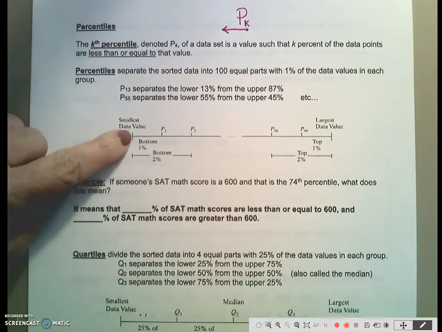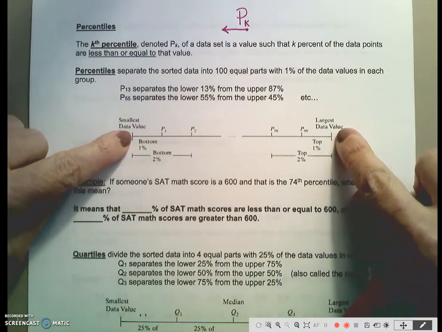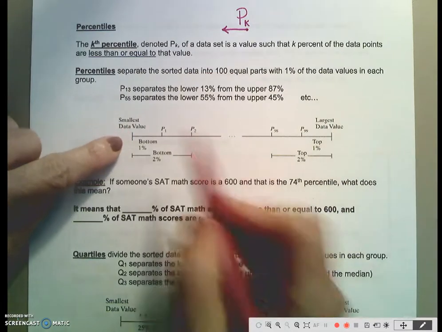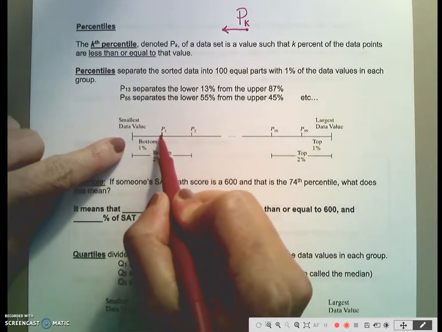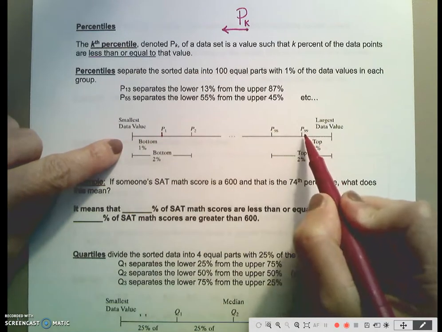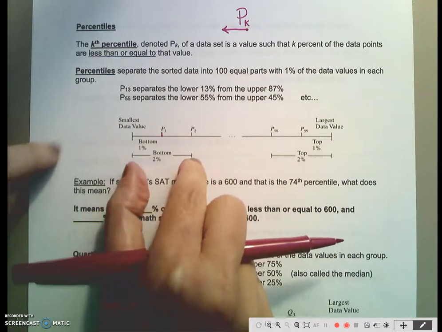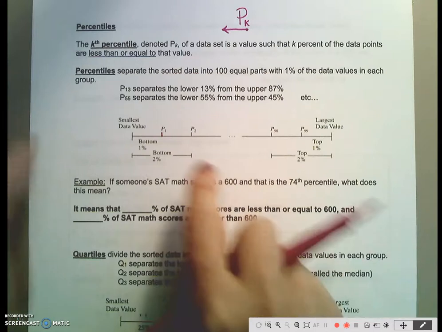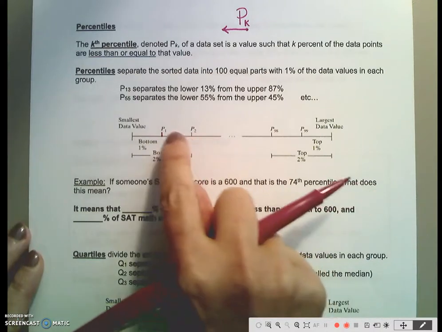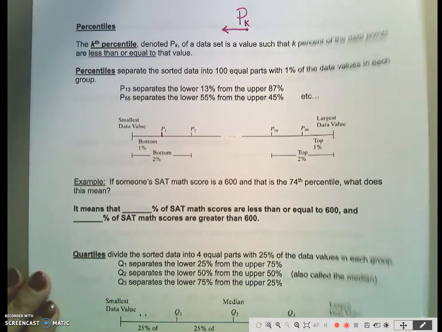So your smallest data value is down here. Largest data value is up here. We never really talk about P100, but that's what this would be. So you can see that P1 would indicate the bottom 1%. P99 would kind of separate out the top 1%. Or you could talk about the bottom 2% or the top 2%, but they each correspond to a number from 1 up to 99. Okay, so that's the way percentiles work.